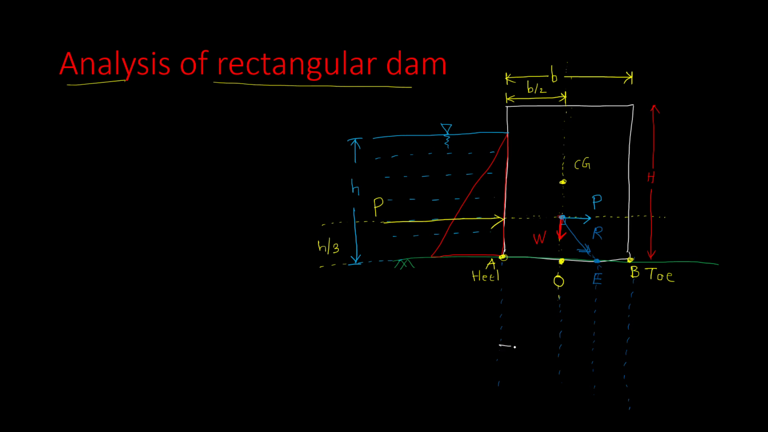Now this distance AO is equal to b by 2. The remaining distance OB, what is this value? This is also equal to b by 2. Now this distance OE, from O to E, is called the eccentricity e. This distance is e, small e.